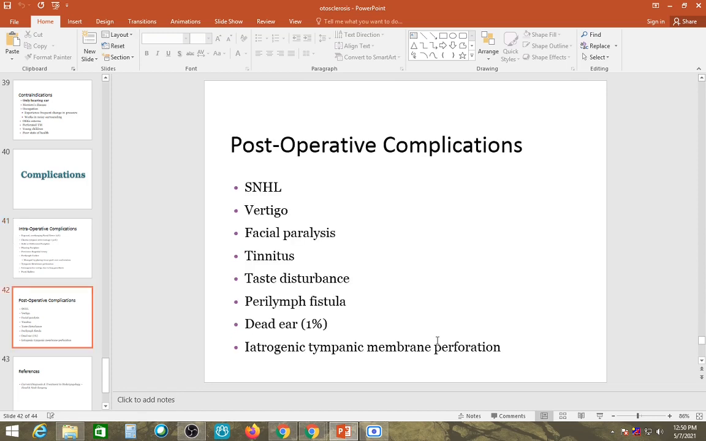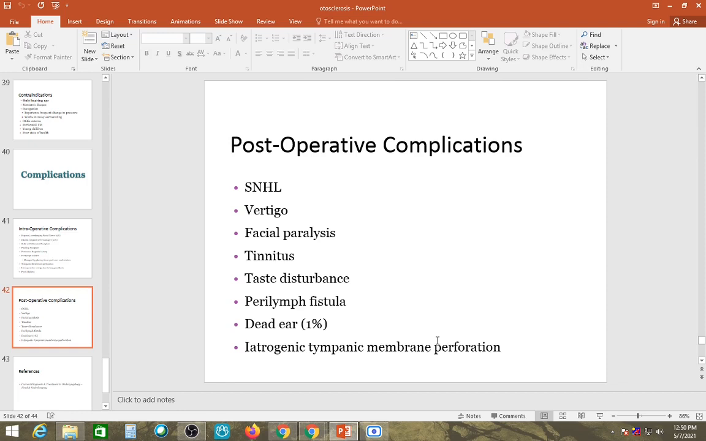This slide is a bit complicated, but I don't know how far you understood or whether you are very confused. This is the last slide. Don't worry. Intraoperative complications and post-operative complications. These are the post-operative complications.